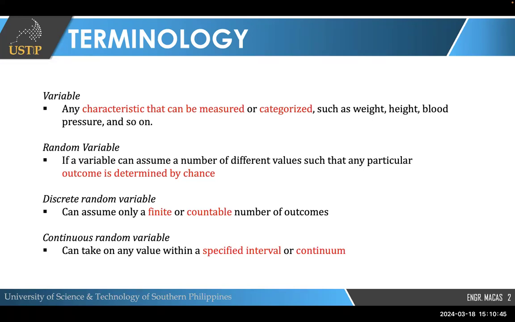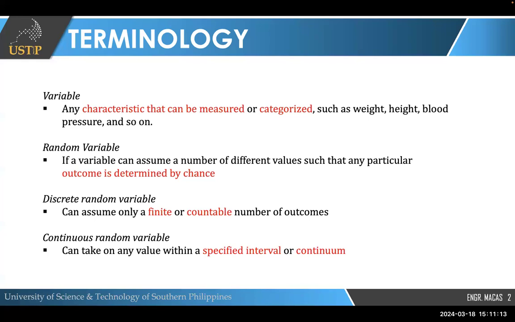For example, the variable here is height, weight, blood pressure, and so on. When you say random variable, an example is flipping a coin. The random variable is the head or tail. So there's an element of chance attached to it. We can compute the chance that you're going to get a head by flipping a coin. That is 50%, and then for tail, 50%.